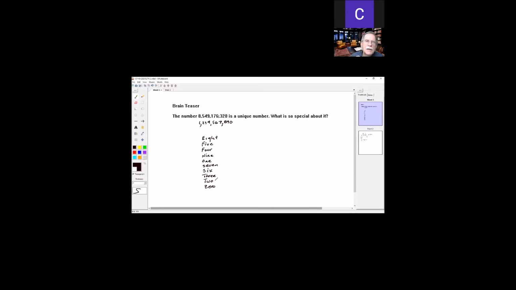How about the fact that these are all in alphabetical order? It's the only number to have 0 through 9 in its value that's in alphabetical order. Okay, so that's what makes it special.